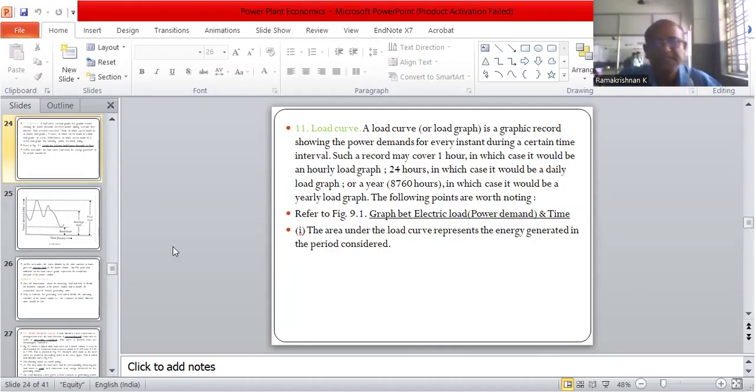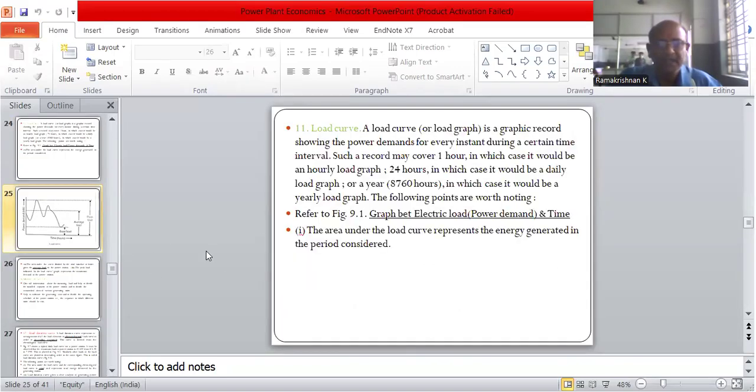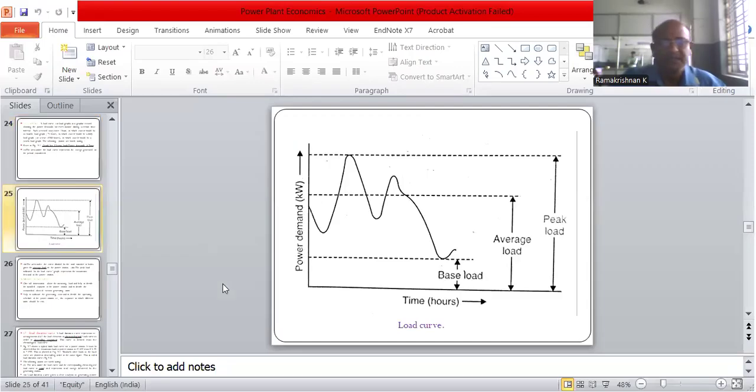Next, we can look into the load curve. In the y-axis, it is plotted as the power demand. In the x-axis, time. From this we can easily infer the maximum load, that is the peak load, and also the base load, and in between them, the average load. Here, it is a graphical plot between the power demand and the time.